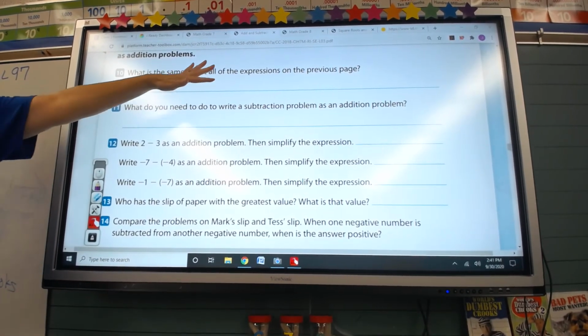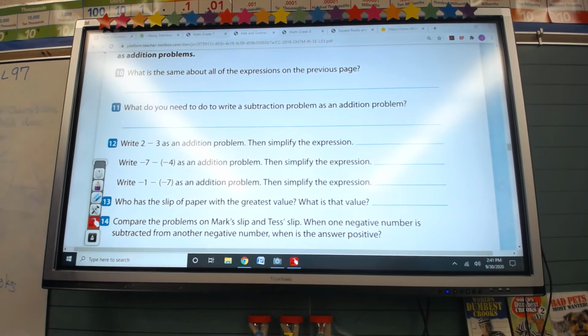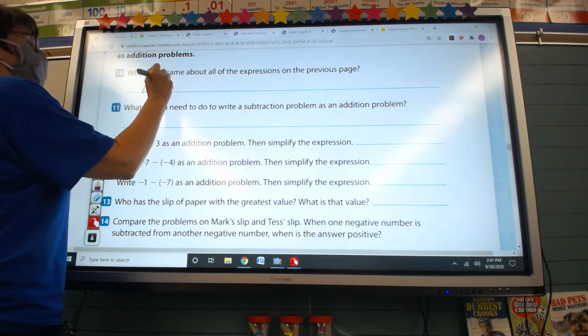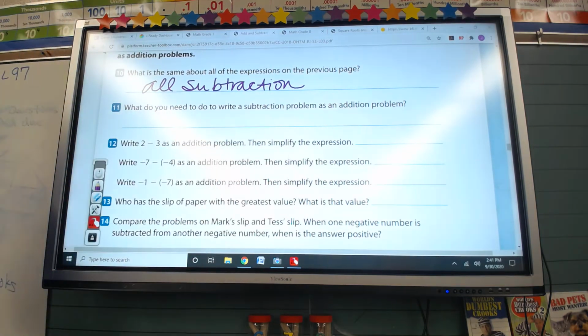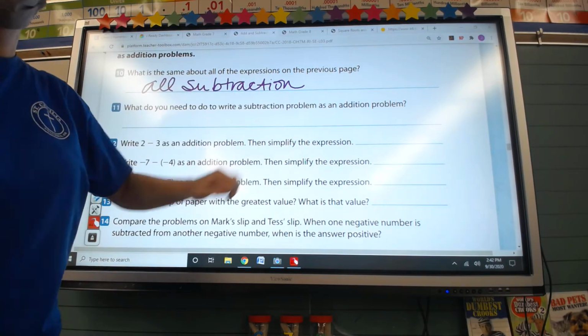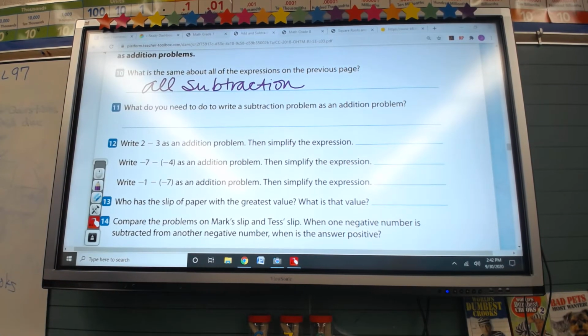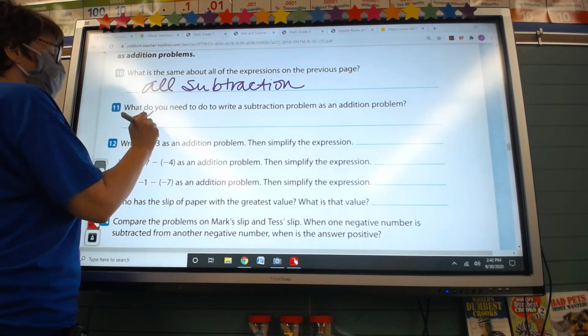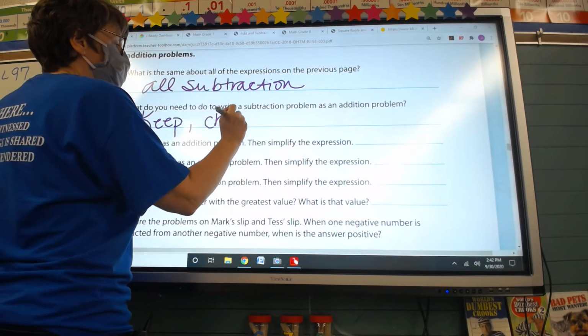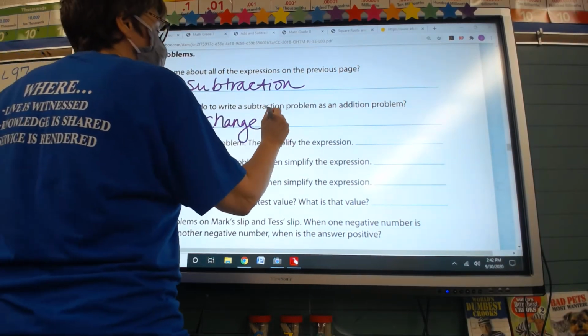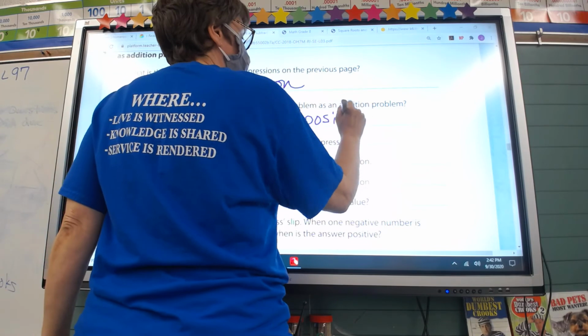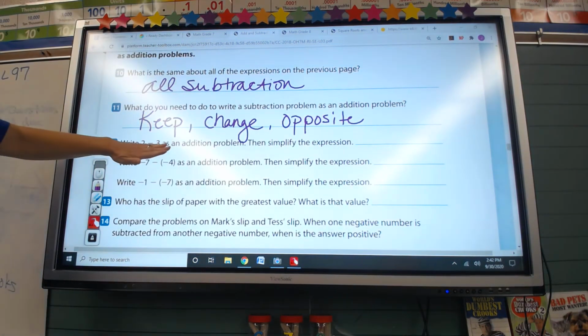What's the same about all the expressions on the other page? They all are subtraction. They all involve subtraction. They all have integers, right? Positive and negative numbers. Okay. What do you need to do to write a subtraction problem as an addition problem? What do we do? Keep change opposite. Keep the first number. Change the sign to the opposite operation. I can't get the word out. And then I need the opposite number. Keep change opposite. Write 2 minus 3 as an addition problem.